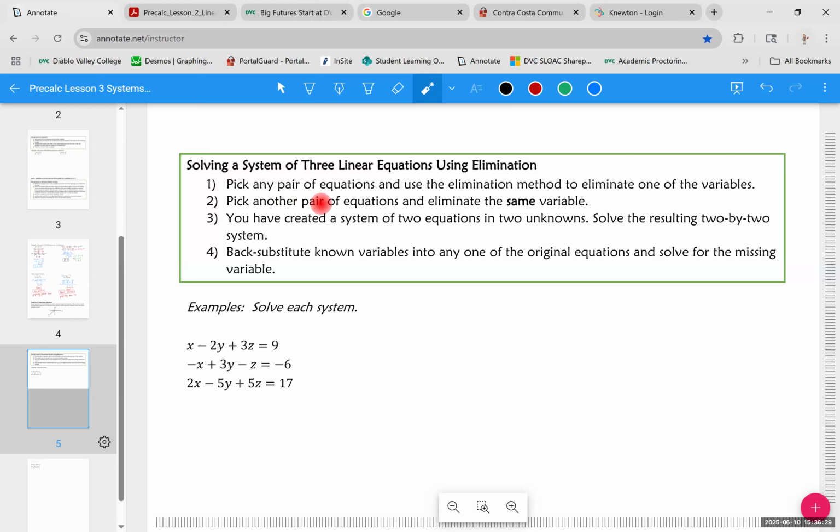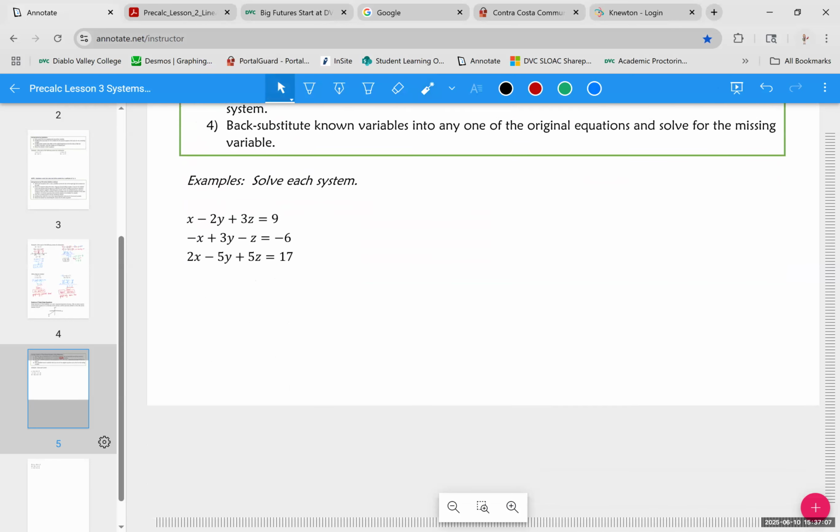Now, you have to pick another pair of equations and eliminate the same variable. This is key. Once you've done the first step, you have to eliminate the same variable again. So if I use 1 and 2 to eliminate it here, I need to use either 1 and 3 or 2 and 3 to eliminate x a second time. When you're done with that step, you will have a system of two equations and two variables. So you go back to everything we just learned and solve that system, substitute those values back in to find the third. So let's do it.